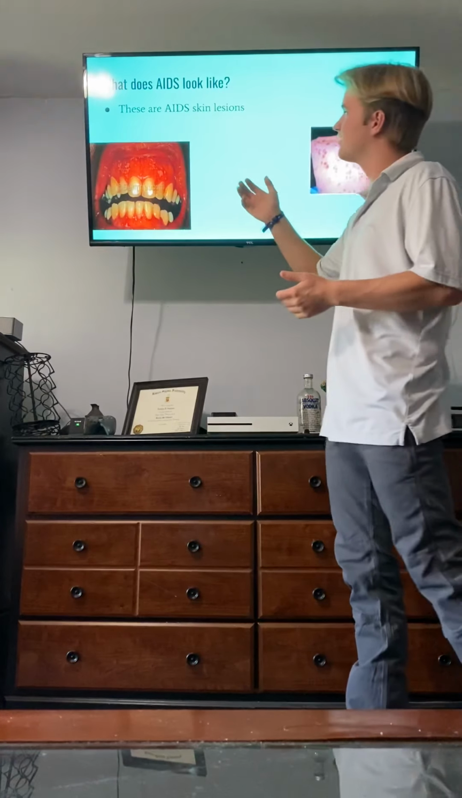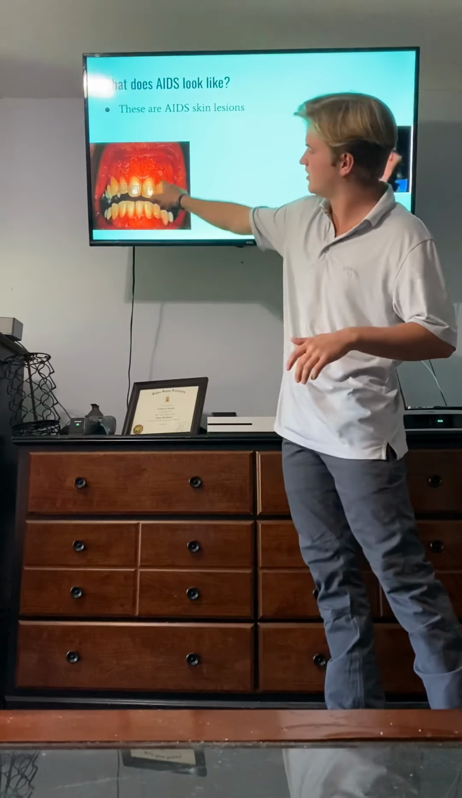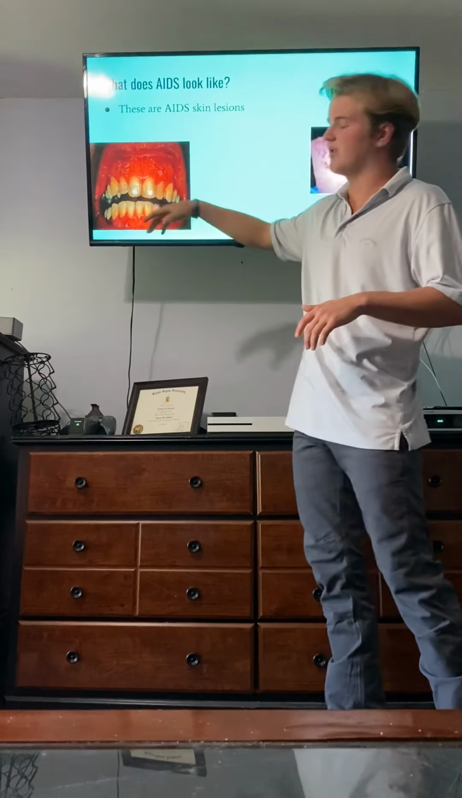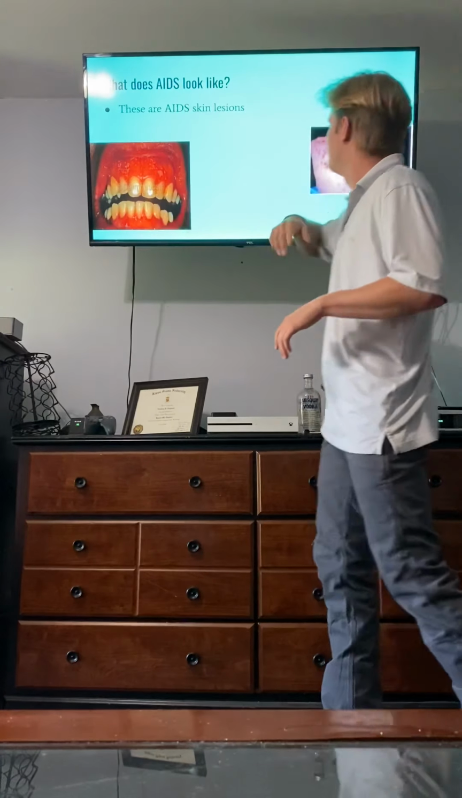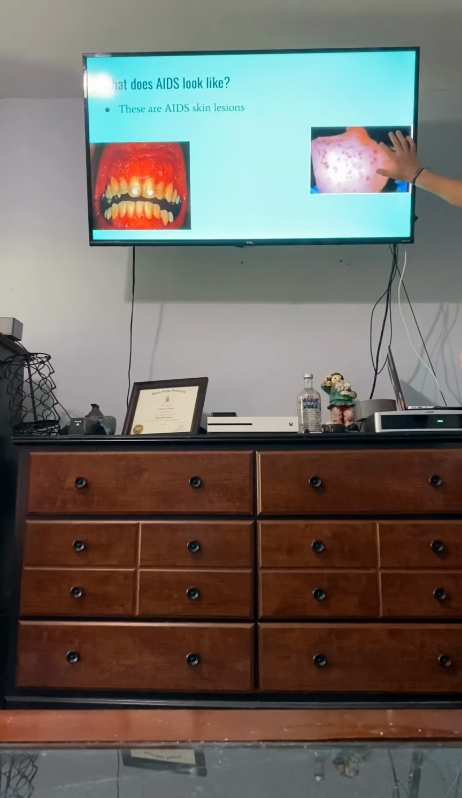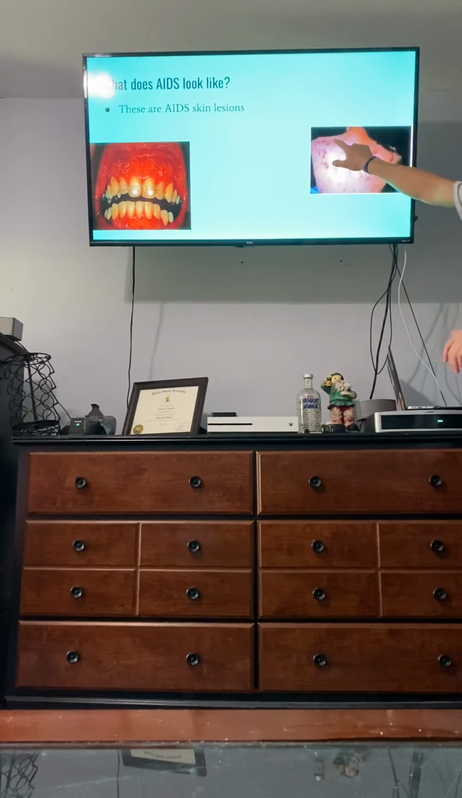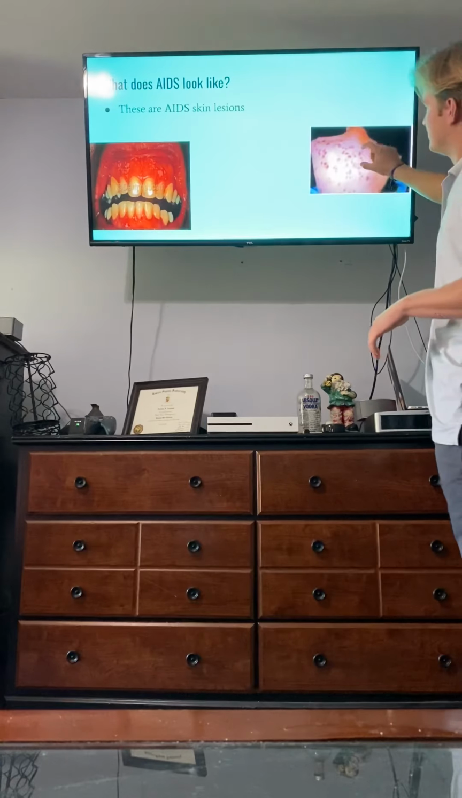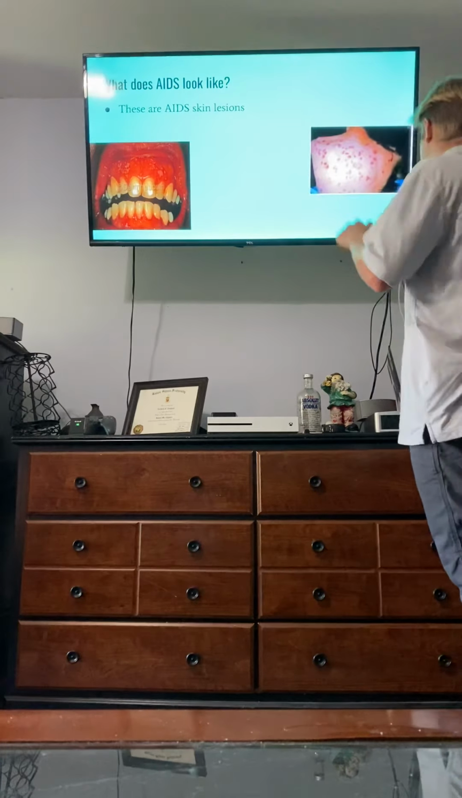What does AIDS look like? These are AIDS skin lesions. So you can still see these on the inside of the gums right here. Kind of like the white blotchy spots you saw on the tongue earlier. Some down here and some up here. And then this is on the back. You can see, or you might not be able to see in the video as well, but there's a lot of purple bruising around here. And then some really dark skin lesions that are purple as well.